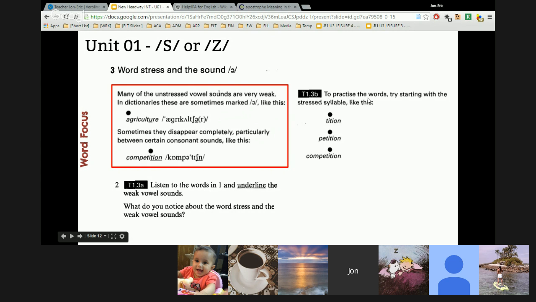To practice the words, try starting with the stressed syllable like this. Okay, give it a try, Giulietta. Petition, petition. Good. Competition. Good. And if you really want to do it like a native speaker, you're going to use the schwa. You can even be less precise in the unstressed syllables. So, tish is stressed. I like pig. I like sit. Tishan. Tishan.